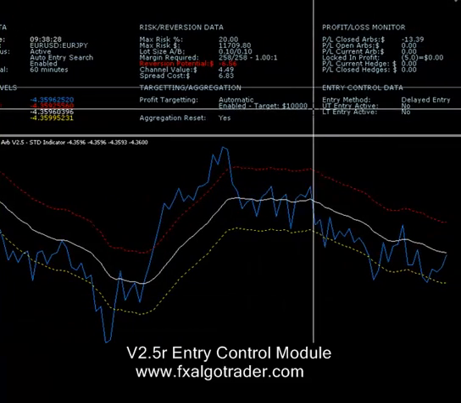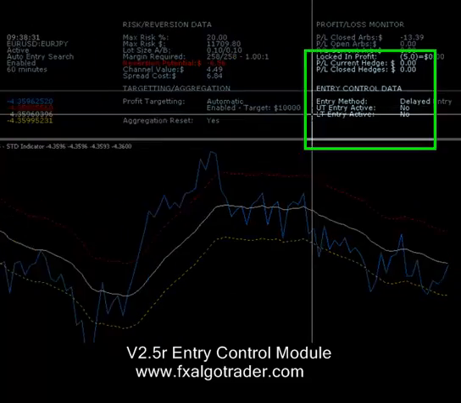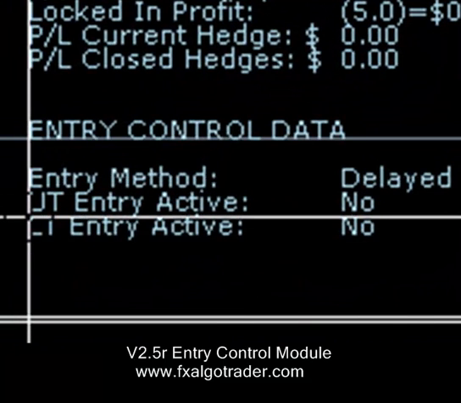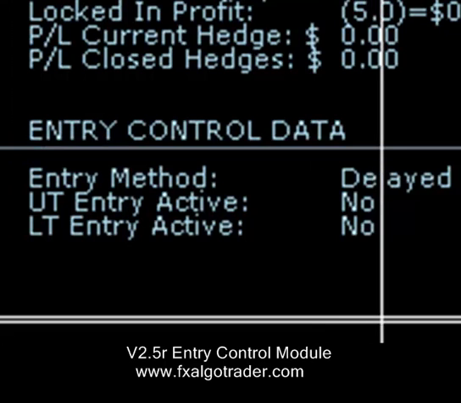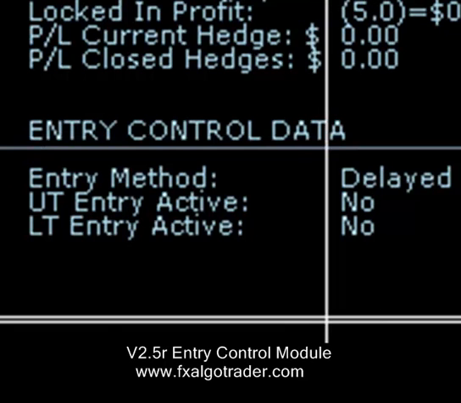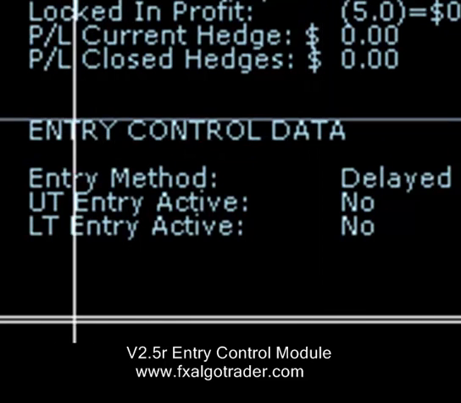And the UT entry active and LT entry active flags just tell you that the entry is active for either an upper trigger delayed entry or a lower trigger delayed entry. So that's the entry control data module.